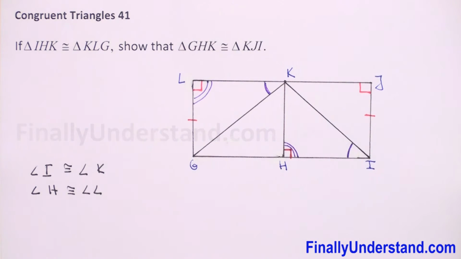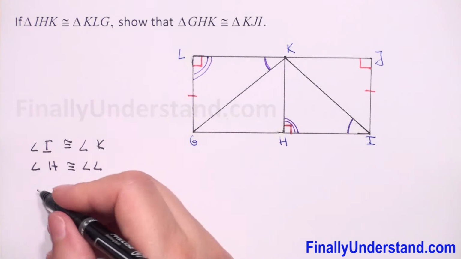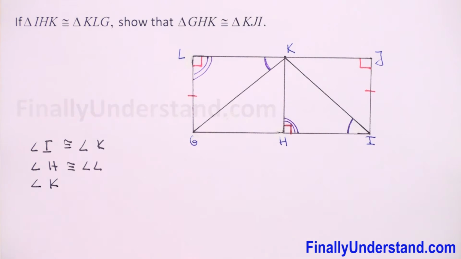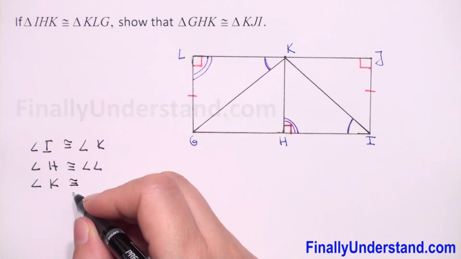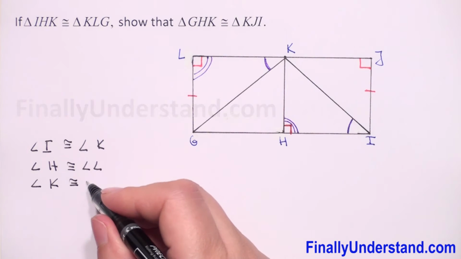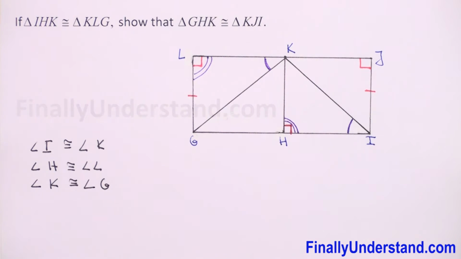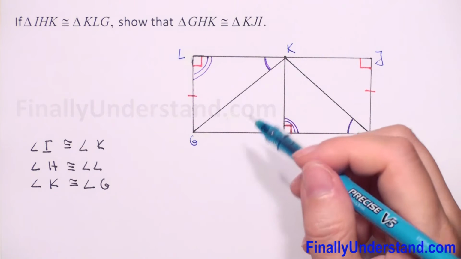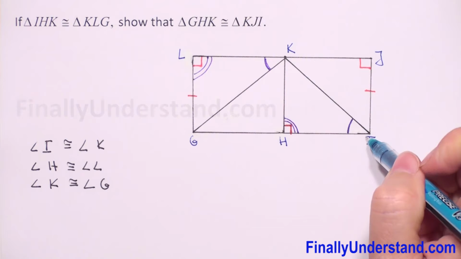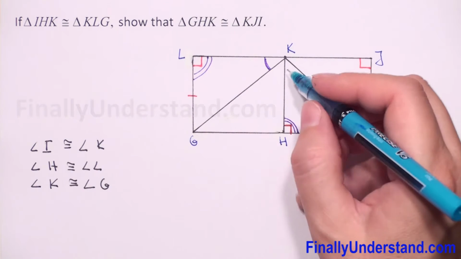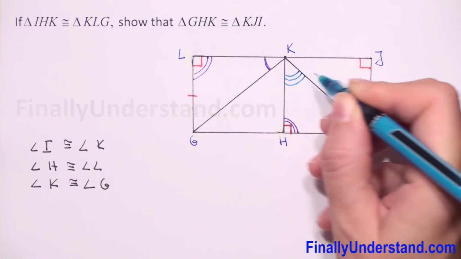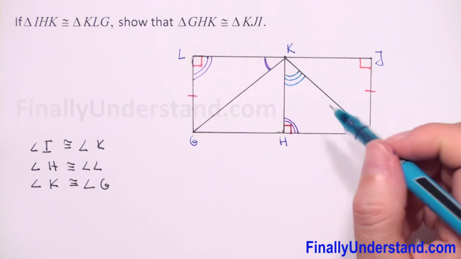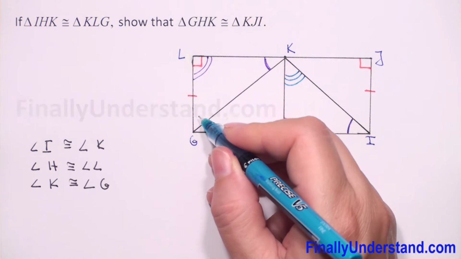What next? We have that angle K is congruent to angle G. Let's see which angle this is. So we have triangle IHK, so this angle is congruent to KLG, so to this angle.